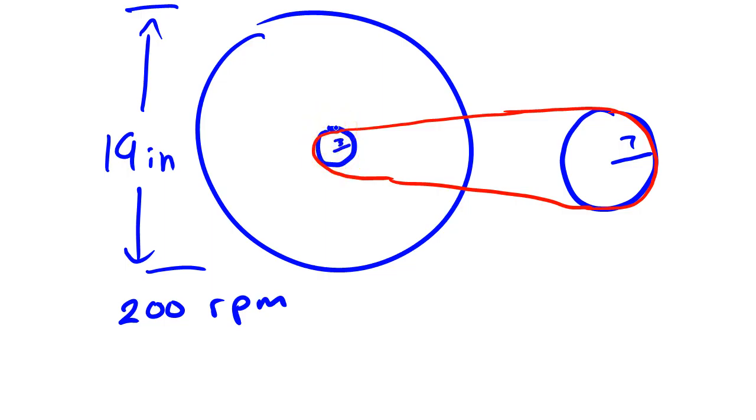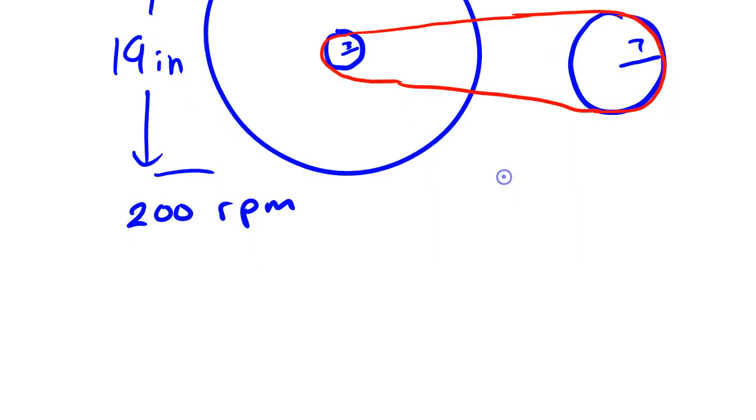So the question is, if we're pedaling at 200 rotations per minute, so this is spinning over here at 200 rotations per minute, then the question is, how fast is the bicycle moving?